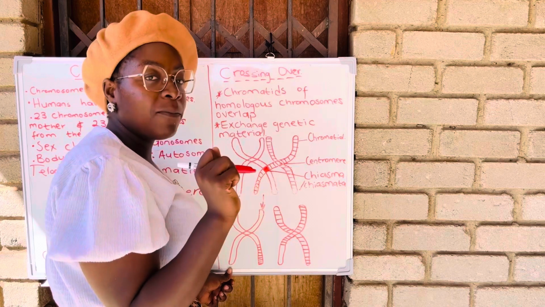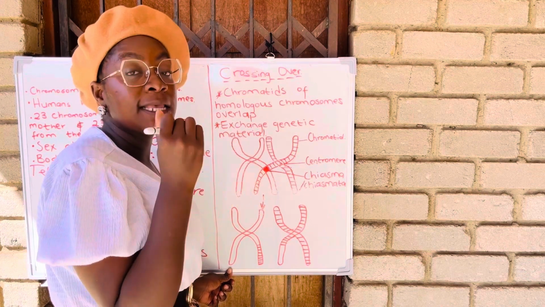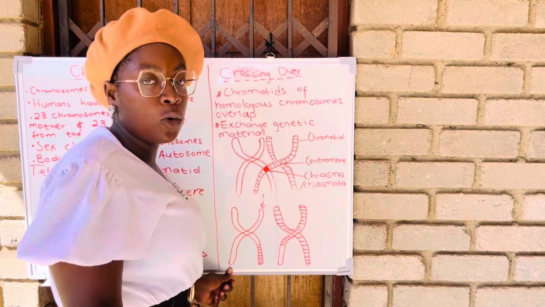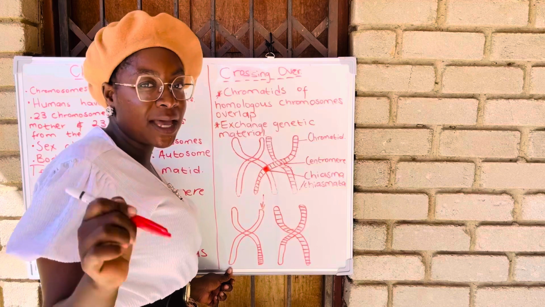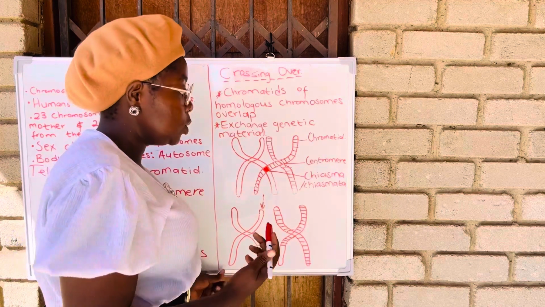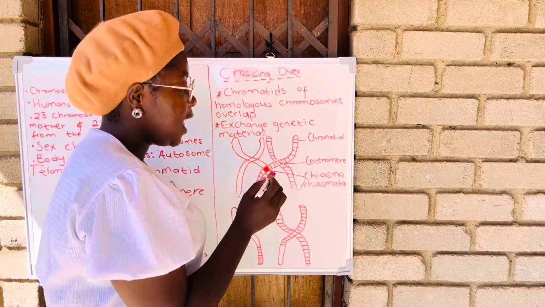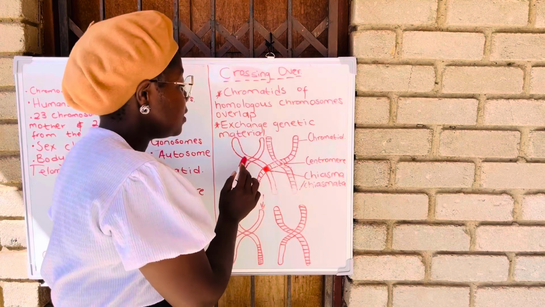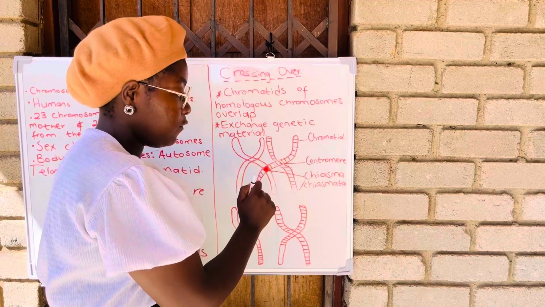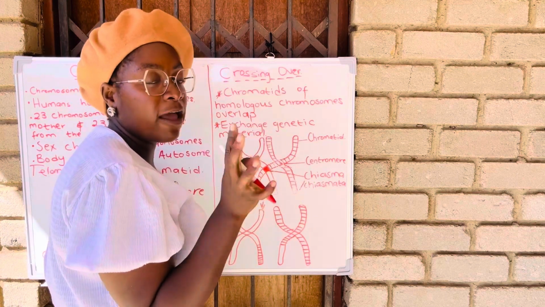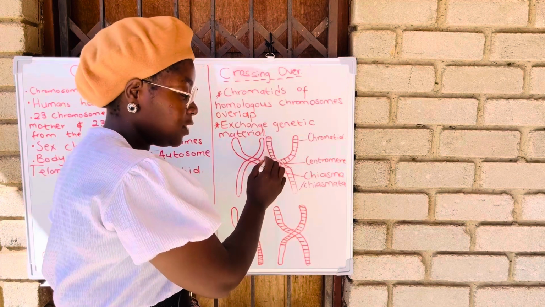When they overlap, we also have a point that's more like a centromere, but because it's crossing over, this point is going to be called a chiasma or chiasmata, depending on how you want to use it. This is a chiasma or chiasmata, and this is a centromere. This is also our centromere. Do not forget the chromatids that we have. Homologous chromosomes have 4 chromatids, 2 chromatids for this one and 2 chromatids for this one.